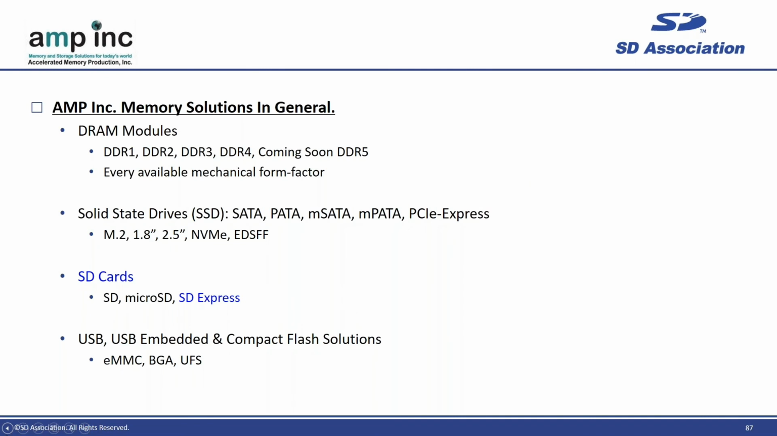This slide itemizes just a few categories of a few of the AMP Inc. product offerings. The exhaustive list is much, much larger than what is itemized here. So please, again, see the AMP Inc. website at your leisure. Next slide, please.